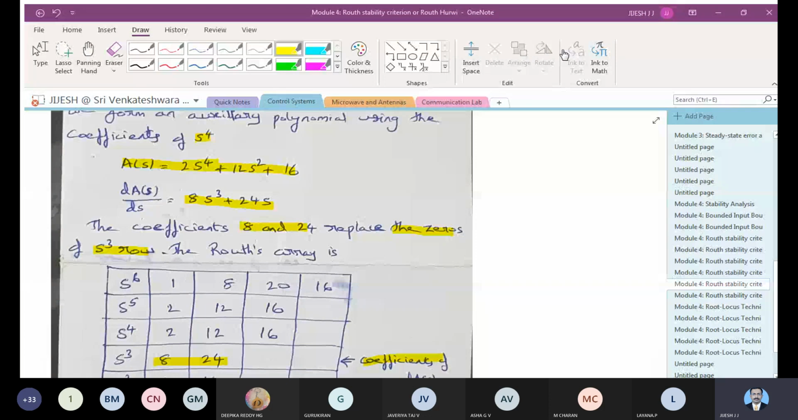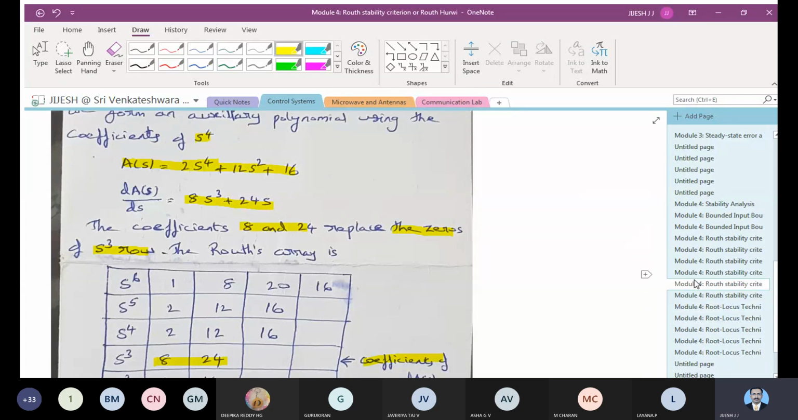So is that completed? What are the values you are going to get? These are the same as what you have written before, only 8 and 24 you replace here. Multiply 8 into 20, 8 into 12 minus 2 into 24, divided by 8. How much is it coming? Six, sir. Six. Okay. What is the other value? 16. 6 and 16. Okay.